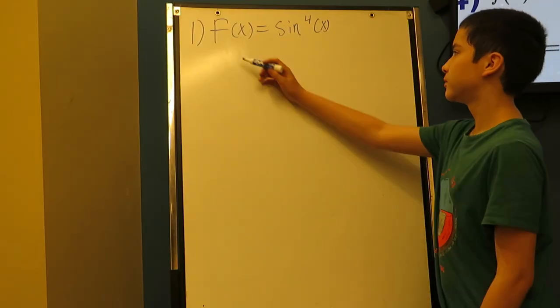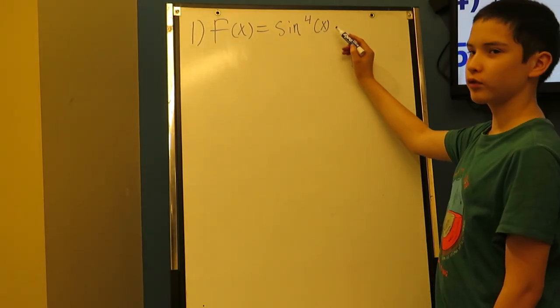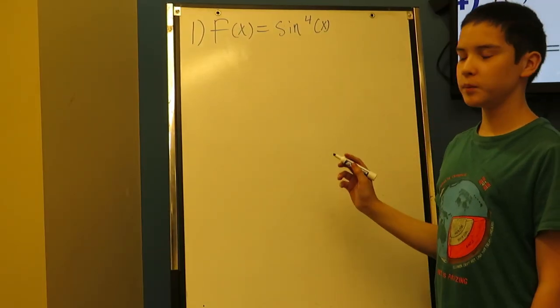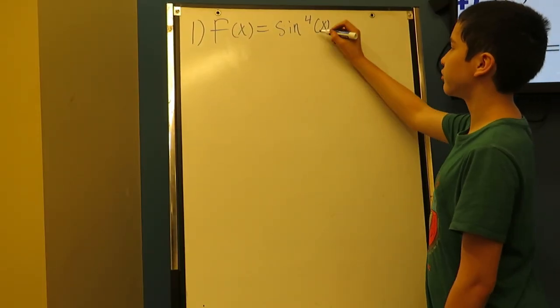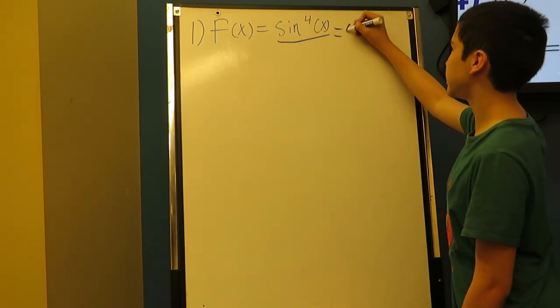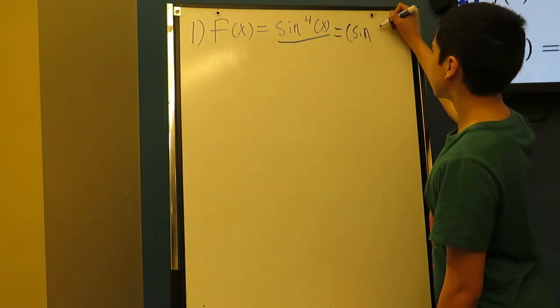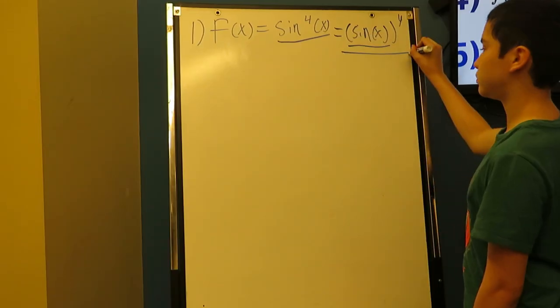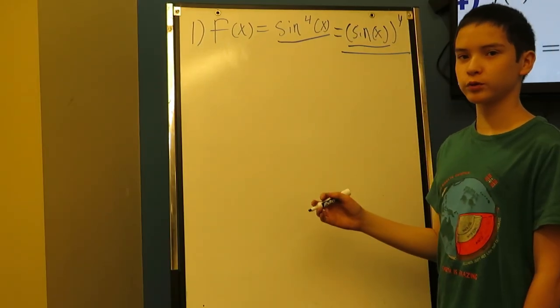We're given f of x equals sine to the 4th of x. Now, this may not be immediately obvious, but we have an inner function of sine of x and an outer function of x to the 4th, since we can re-express this as sine of x, to the 4th. So let's use the chain rule.